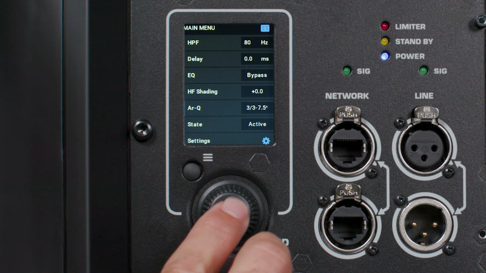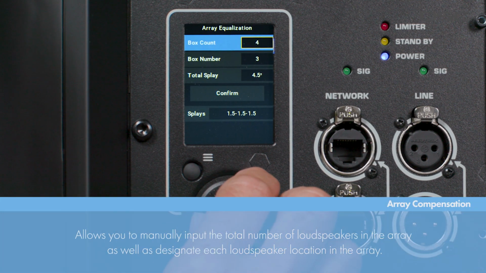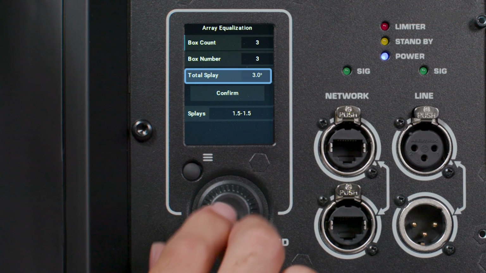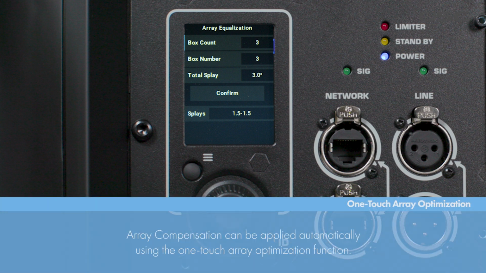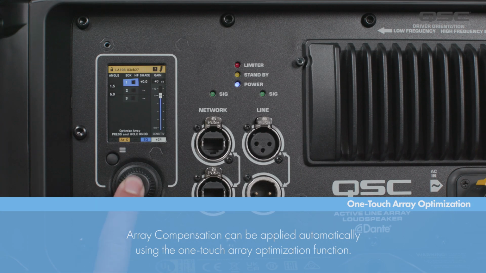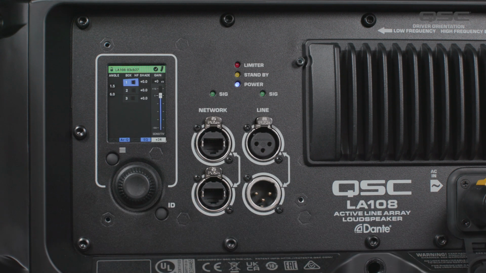The array compensation screen will allow you to manually input the total number of loudspeakers in the array, as well as to designate each loudspeaker's location in the array. Here is where you input the total splay angle of the array, which is the sum of all array angles added together. The bottom of the screen will display the current splay angles between each loudspeaker within the current configuration. The array compensation can be set up automatically using the one-touch array optimization function that we'll cover in another video.